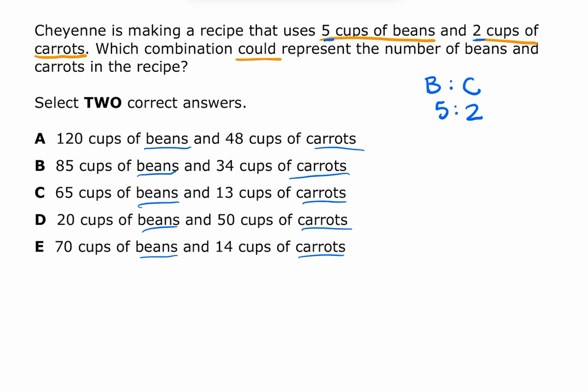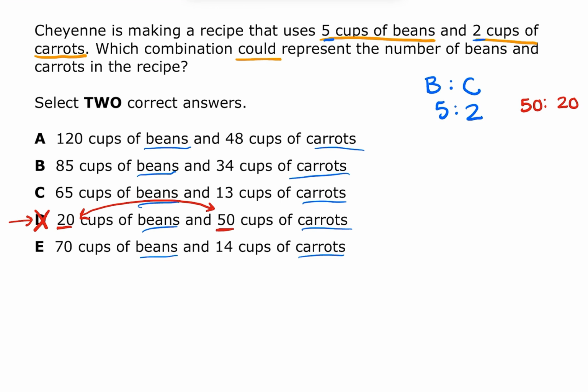All right, so right now I'm going to look at D. Notice they just added a 0 to our numbers. So if I did that to 5 and 2, that would be 50 and 20. And notice they switched those. So D is out.